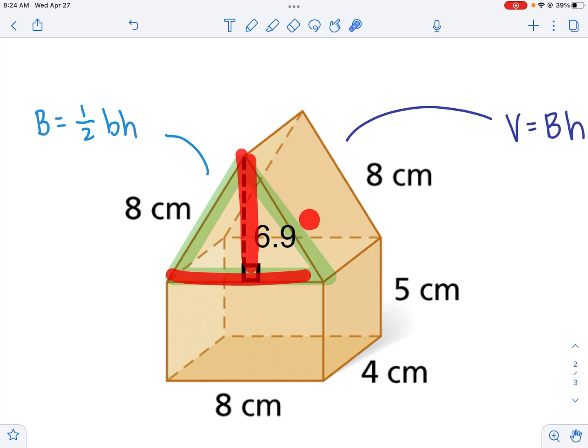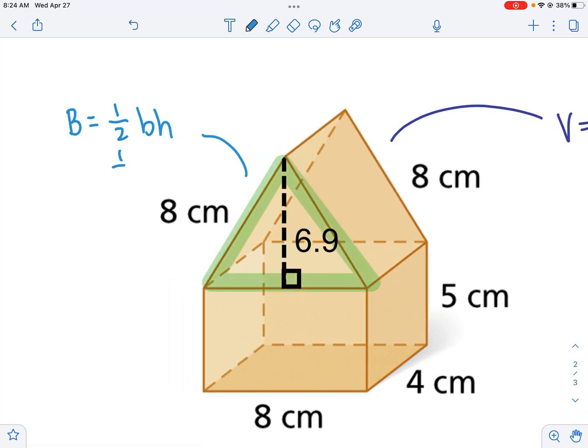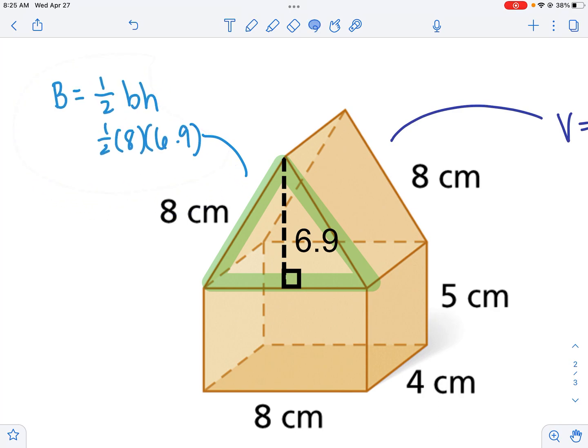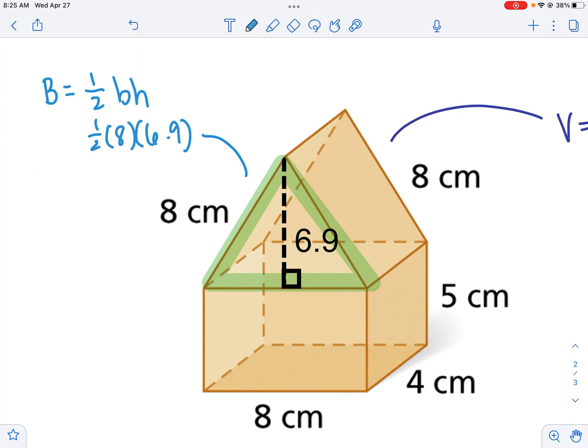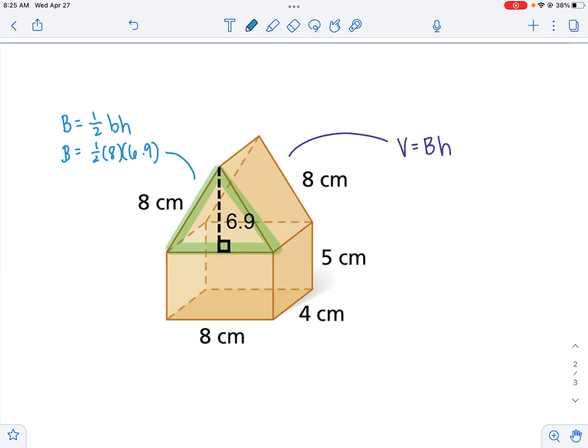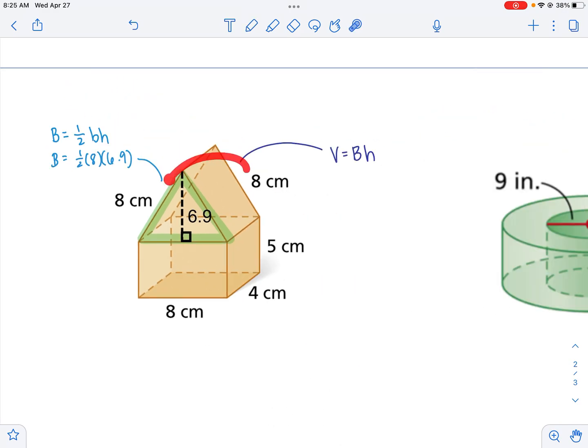So I have H, I know that that's 6.9. What I need is that base, which I can see right there is 8. So 1/2 times 8 times 6.9, and that's going to tell me the area of the triangle. That's going to tell me that capital B. Remember that capital B stands for area of the base. So in a triangular prism, the base is a triangle. So I just need to find the area of that triangle, which is why I use this formula.